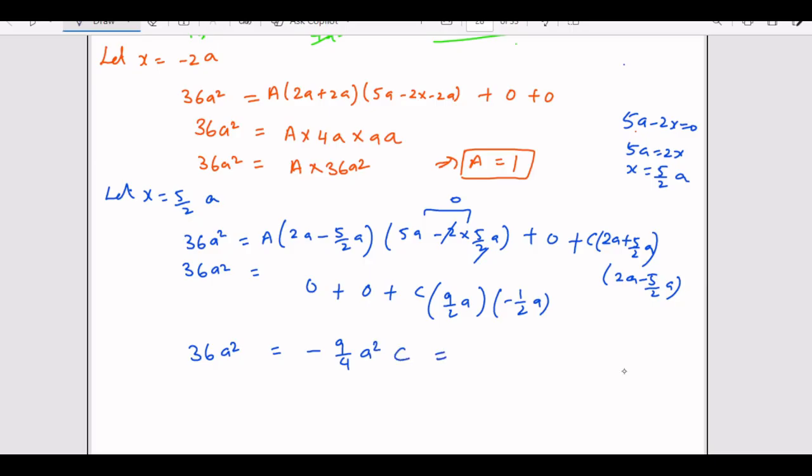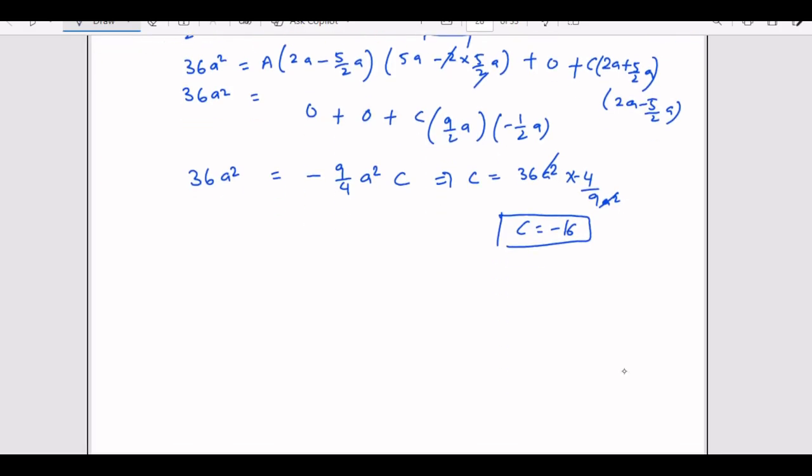So from here c is going to be 36a squared times 4 over 9a squared, right? So this is gone, it is going to become c is negative 16. So we got the values of a, b and c. So therefore our f(x) is going to be a over, that is 1 over 2a plus x. Just put the values as we are doing in equation 1.